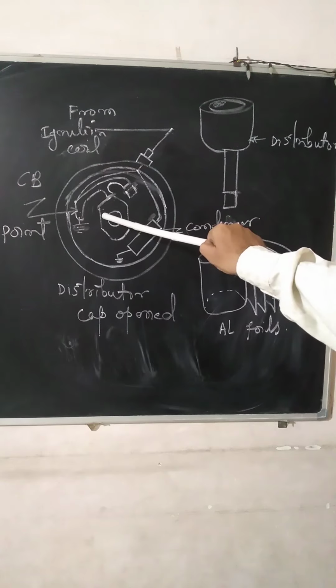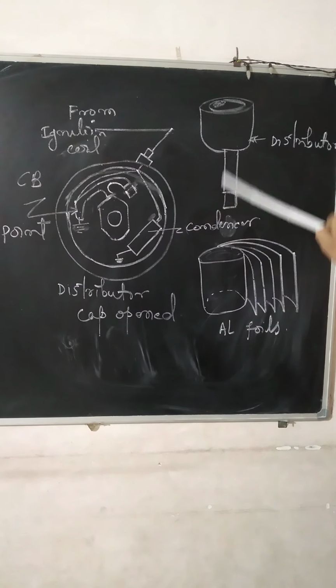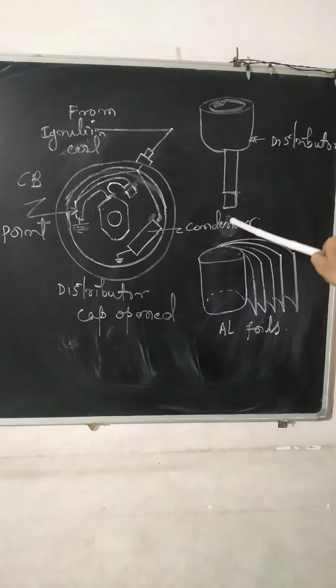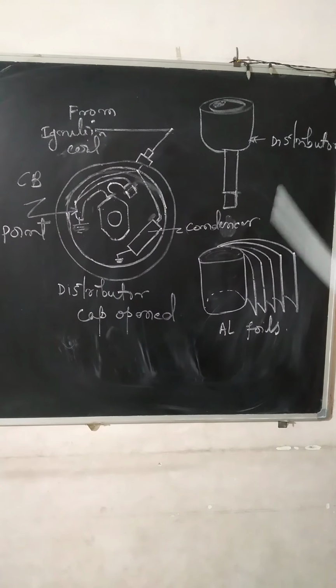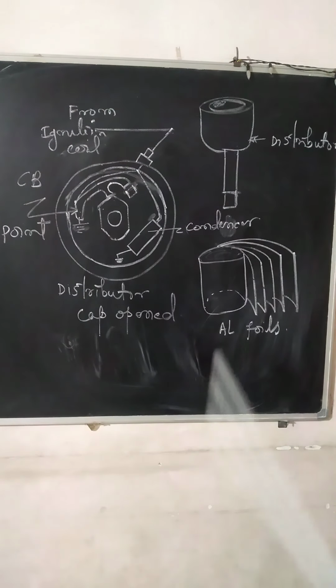Now how is this rotating? This is rotating by the camshaft. This is connected to the camshaft, and when the crankshaft rotates, the camshaft will be rotating. So the camshaft will be rotating at half the speed of the crankshaft. So the camshaft speed is half of the speed of the crankshaft.